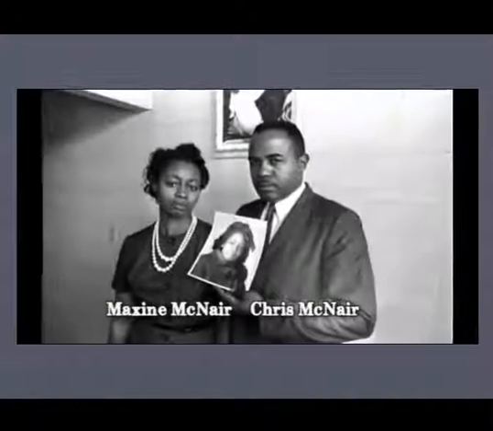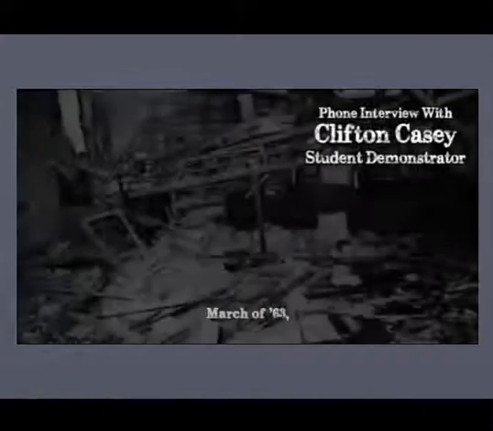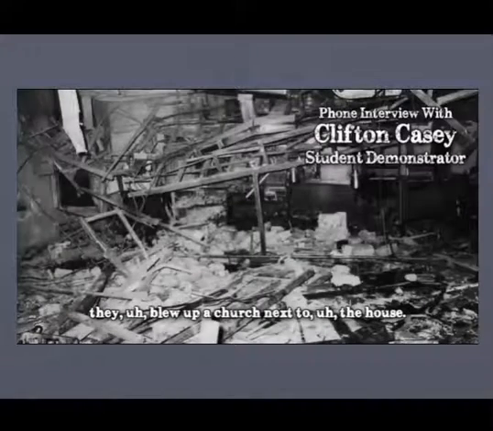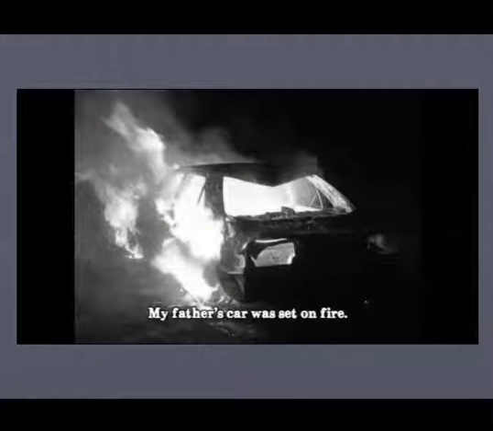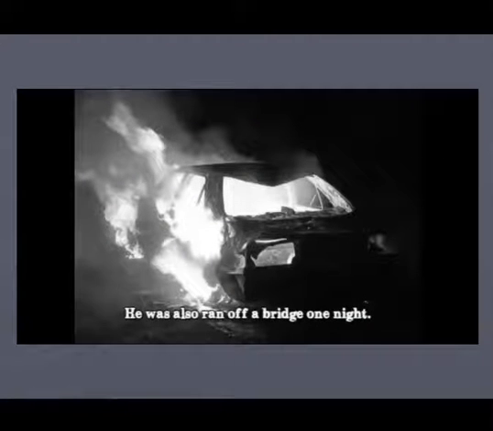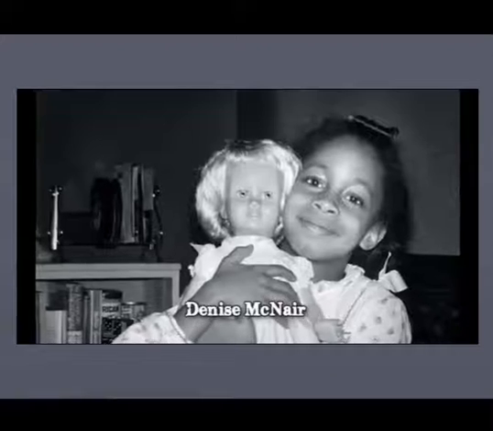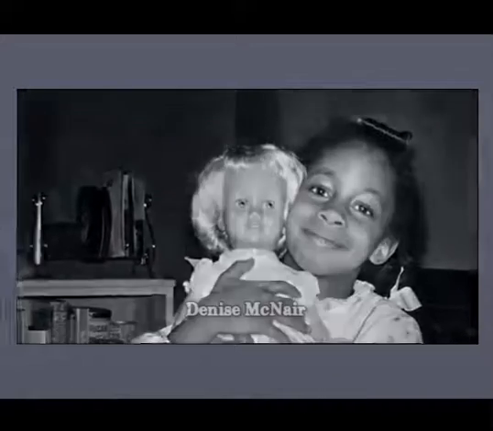Black parents tried to shield their children from the harsh reality of segregation, but it wasn't always possible. "March of '63, they blew up the church next to our house. My father's car was set on fire. He was also run off a bridge one night. It was tough." One of the worst nights of Chris McNair's life was when he had to tell his daughter the reason he couldn't buy her the sandwich she'd wanted at a store that day was that she was black.